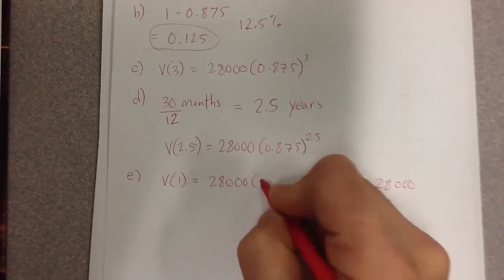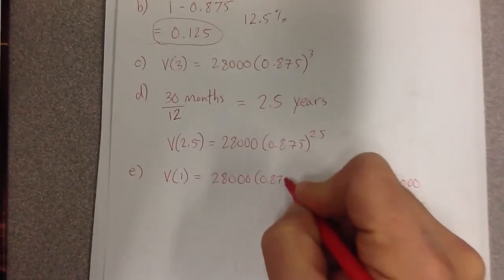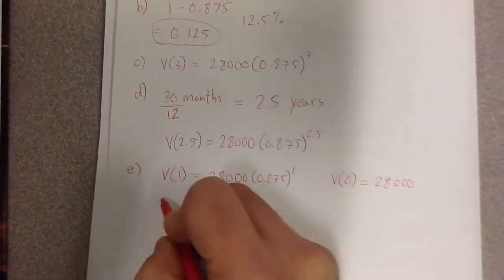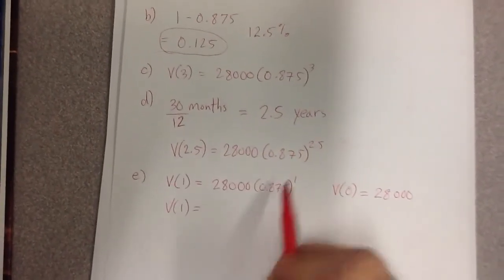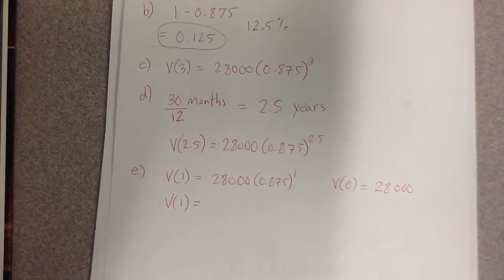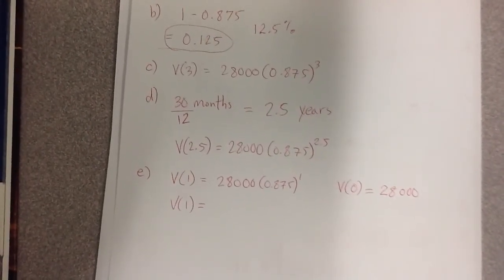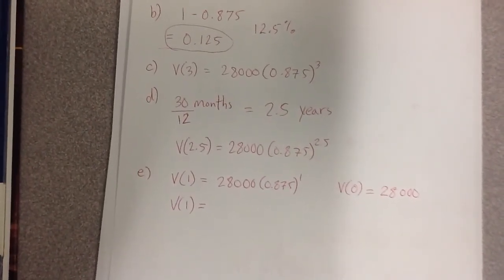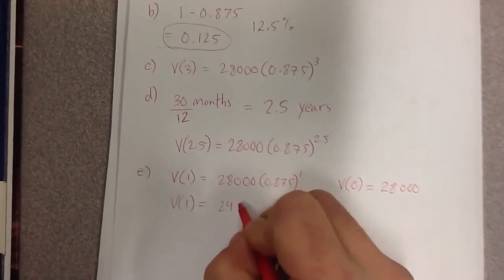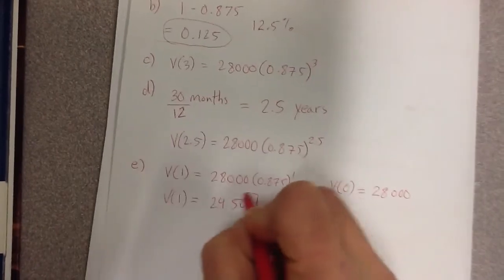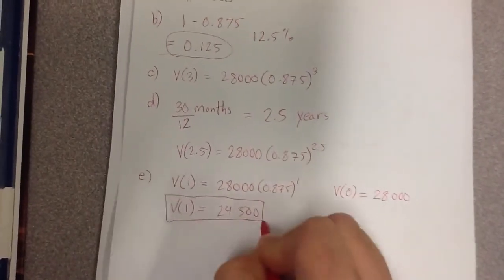At 1 year though, I can figure out what the price of the car is. Okay, so again, I'm going to do 0.875 to the power of 1 times 28,000. So if I do that, I'm going to end up with 24,500. So that's how much the car is worth after 1 year.